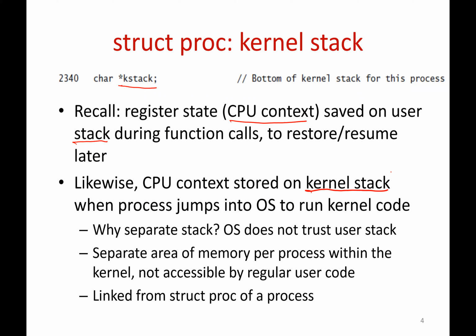Whenever such things happen and whenever you need a stack, you need to store CPU context or do various such things, you will not use the user stack. Instead, there is a separate area of memory called the kernel stack for every process. And this is linked from the struct proc, from the PCB of a process. There is a link to this kernel stack, right? And every process has its own kernel stack that the OS uses when it is running code on behalf of a particular process. Okay.